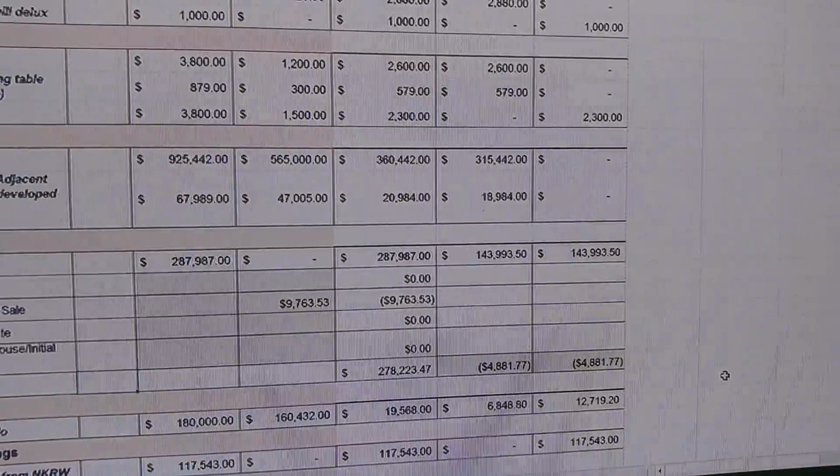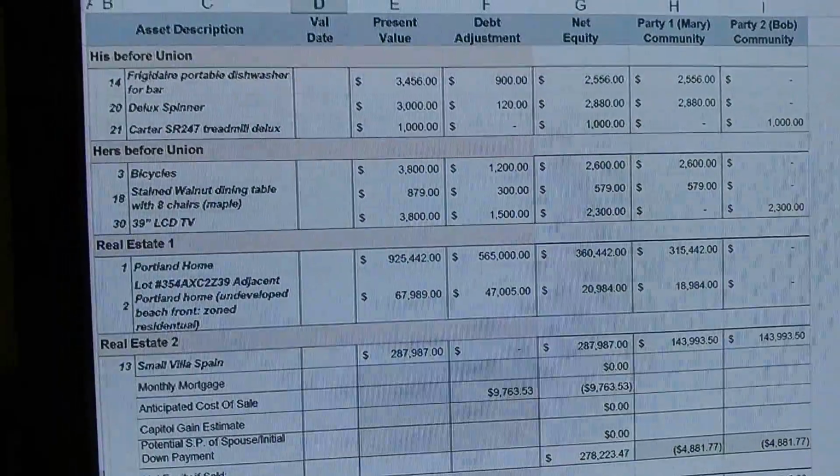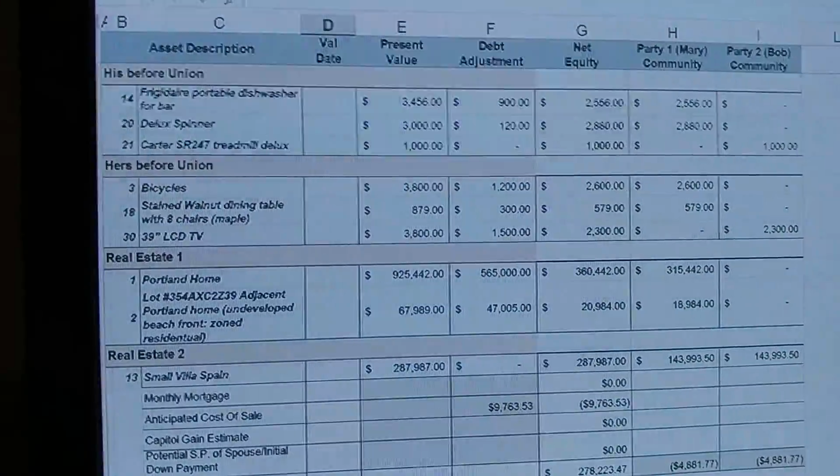There you go. The totals are at the bottom. It reflects everything that you see on the screen. This is the Net Worth Report.